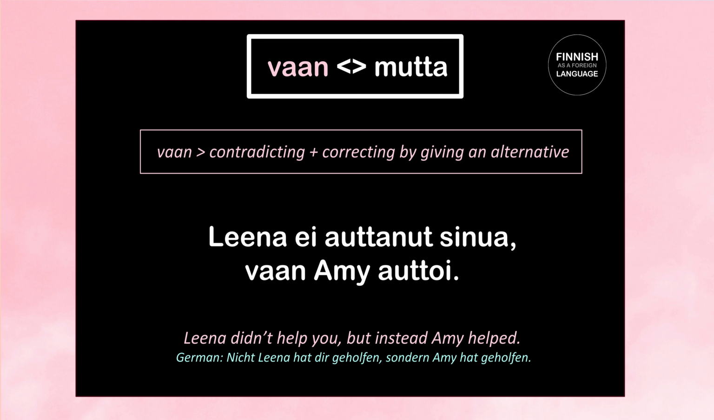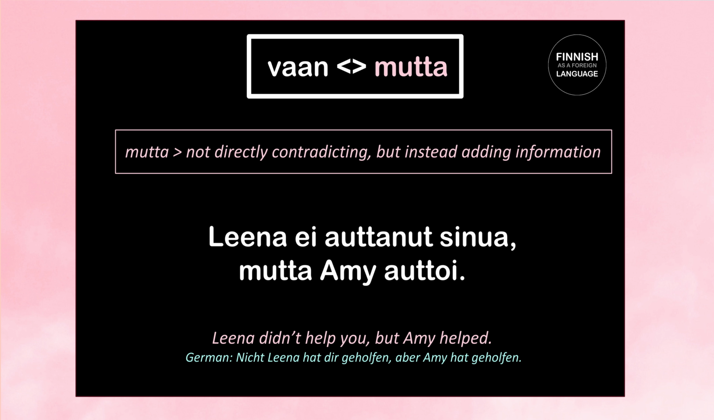So in this sentence we used the conjunction vaan. Now we can also use in this sentence the conjunction mutta. Let's see how it changes the sentence. Leena ei auttanut sinua, mutta Amy auttoi. Means Leena didn't help you, but Amy helped.